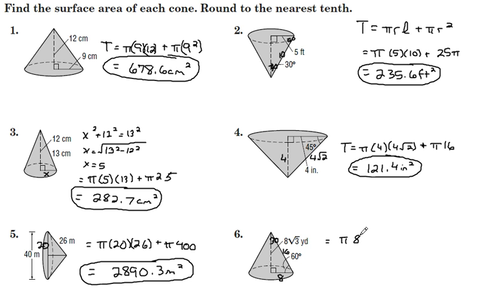Pi times radius of 8 times the slant height of 16. And then we're going to add to that the area of the circle, pi r squared, pi times 64. Okay, everything in the calculator, 603.2 square yards.